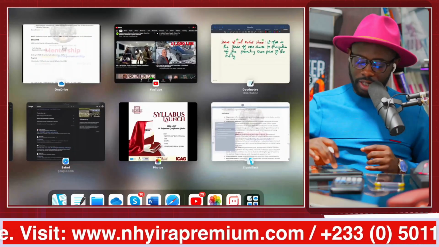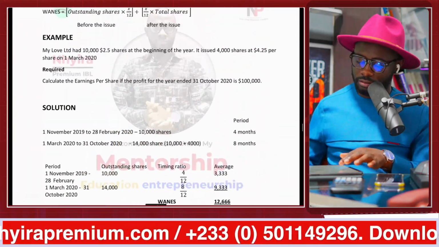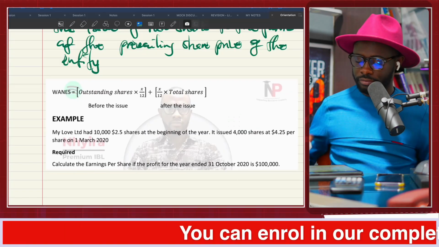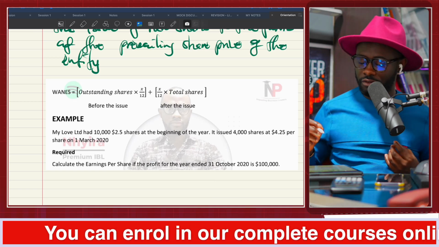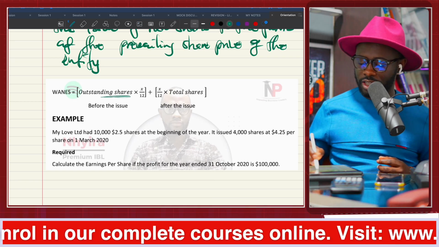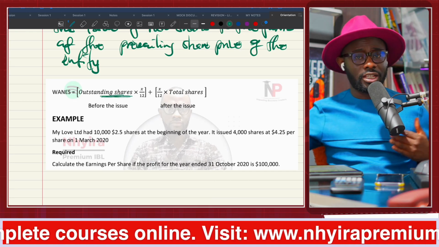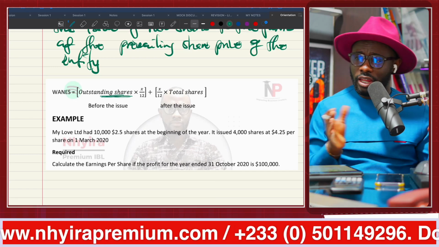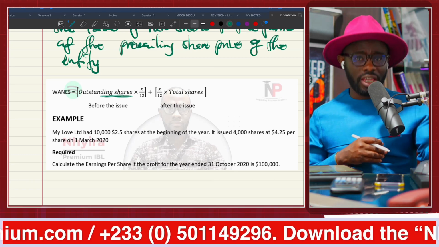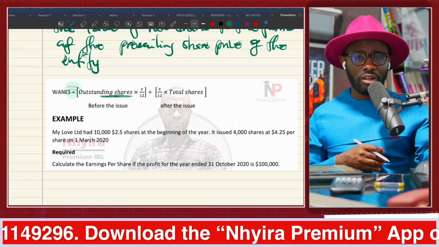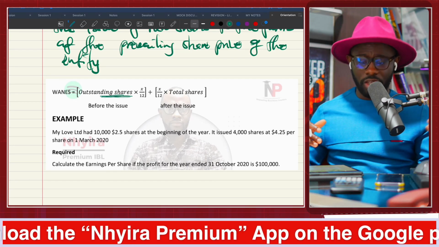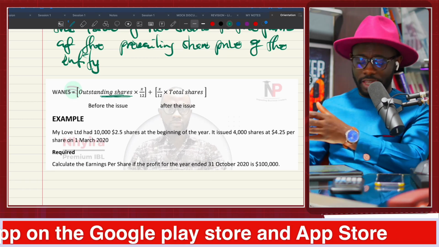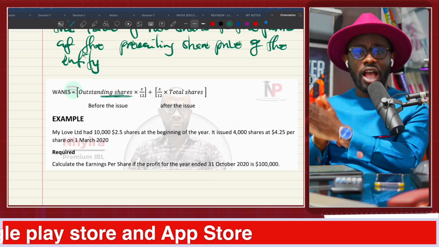Let me bring up a very simple illustrative question again for us to see how we do this calculation. The way we calculate the weighted average number of equity shares is to bring in the outstanding shares. How long has that been in existence? Because the timing ratio will always come into being if the event is not occurring at the beginning of the year. If it is occurring at the beginning of the year, then there will not be any timing ratio. But if it is occurring midway or within the year, then certainly the timing ratio has to come in.